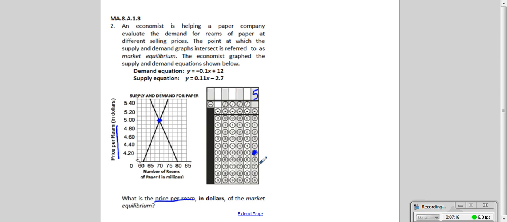We're done. There's nothing else to think about. So all you're doing is going to the intersection and taking the appropriate variable, whether it's the x or the y.